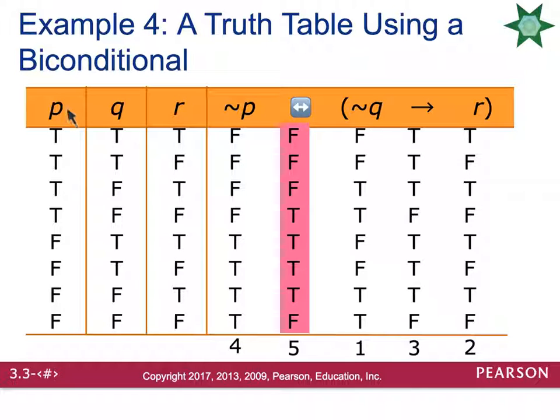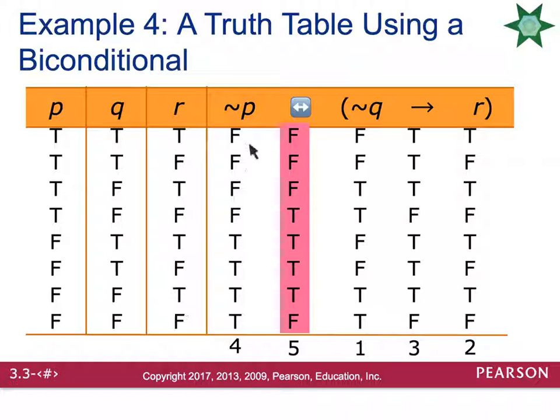So start with P and do all trues first, so 4 T's and then 4 F's. Then Q, we're going to go by 2's. Remember I said we do 4, 2, 1, so we do 4's, true, false, then 2's: 2 trues, 2 falses, 2 trues, 2 falses. And then for R we just do TF, TF, TF, TF. That sets up our truth table.